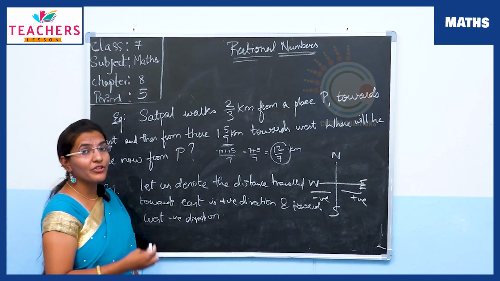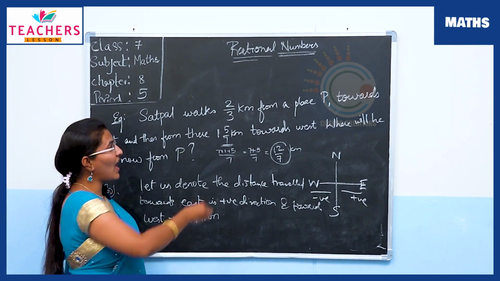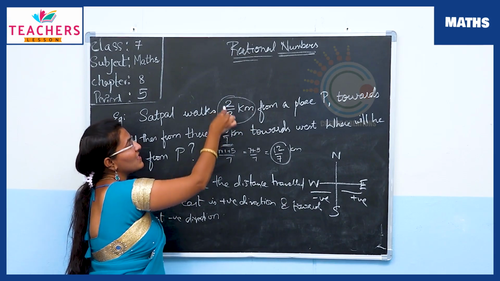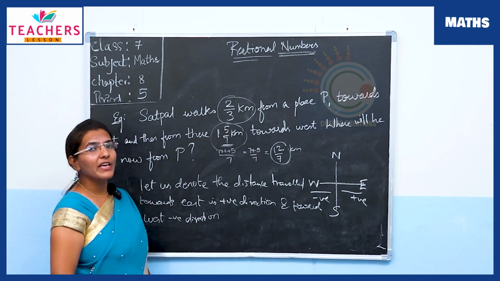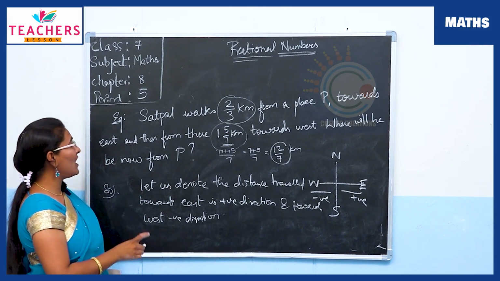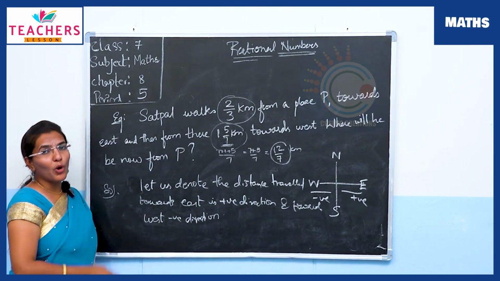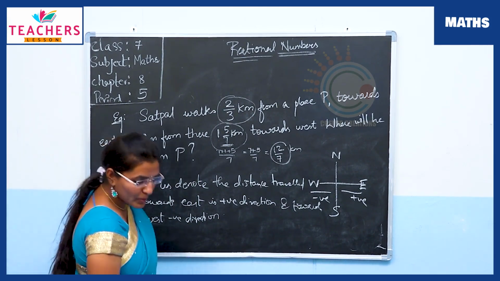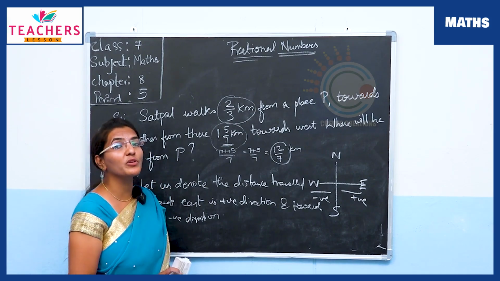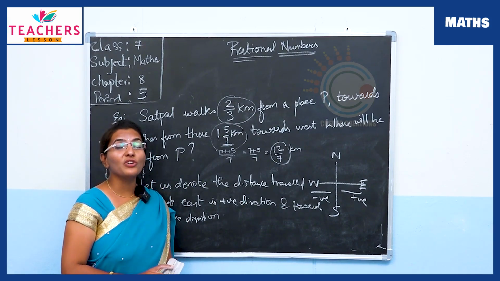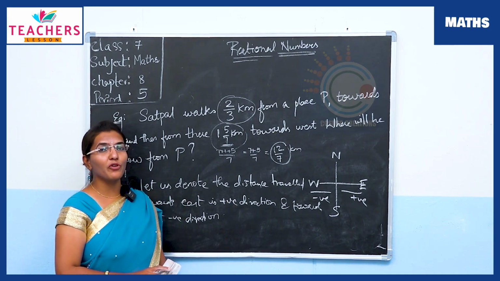So what we have to do? Now we have to add these 2/3 kilometers and 1 5/7 kilometers in order to obtain where he is from the point P. Okay. So how do you perform the operation? What operation are you going to perform here? Yes, the addition operation, you are going to perform on the rational numbers.